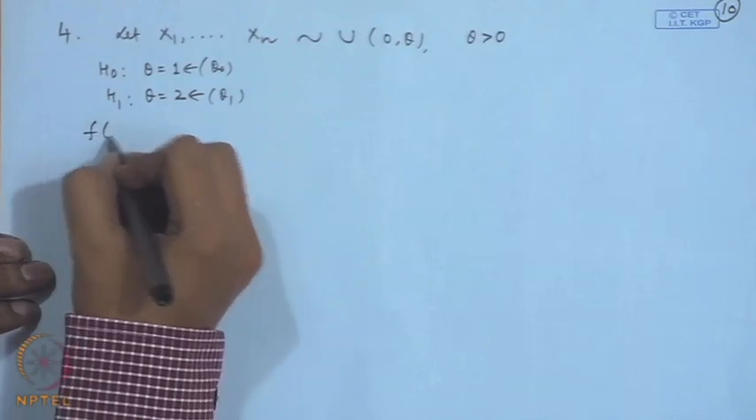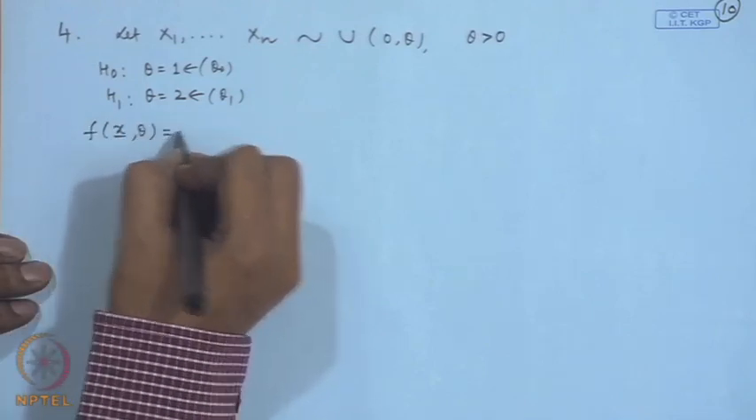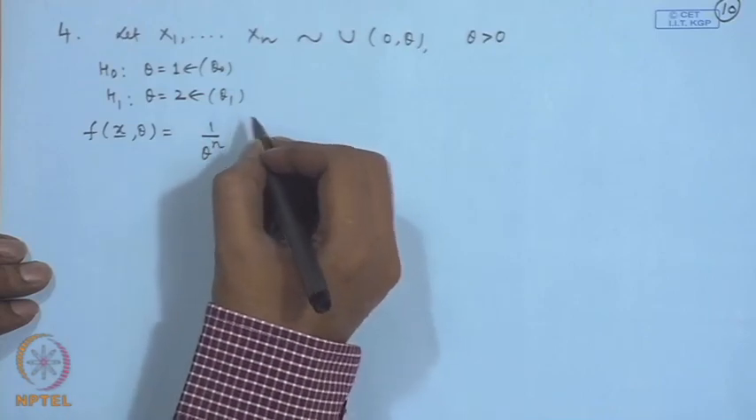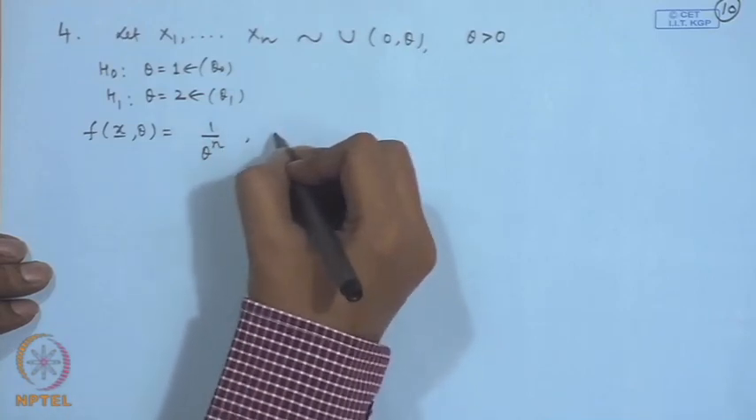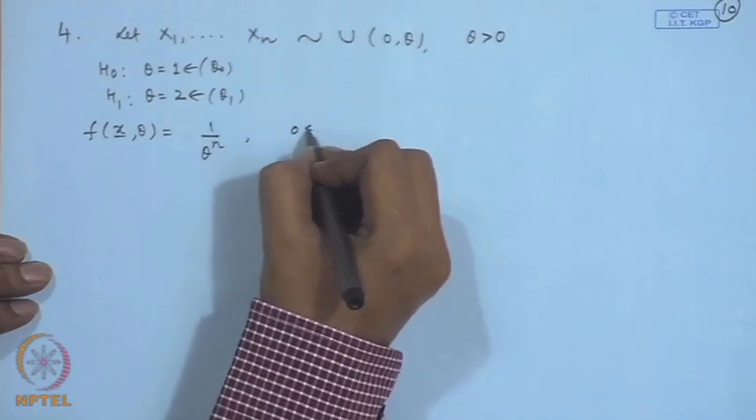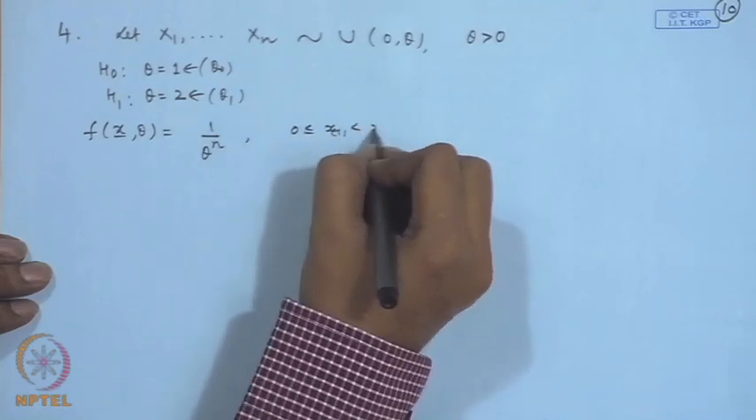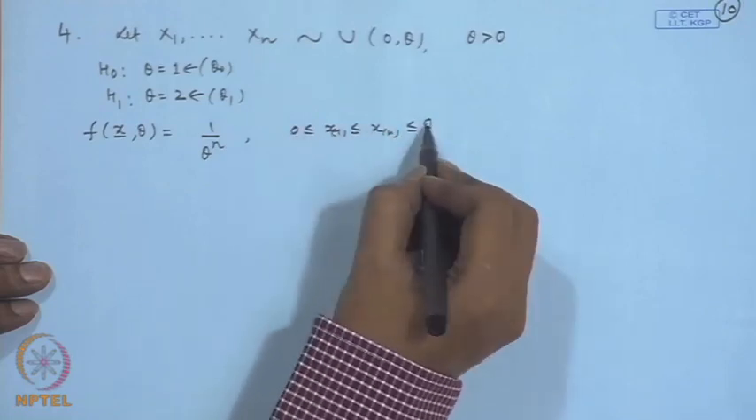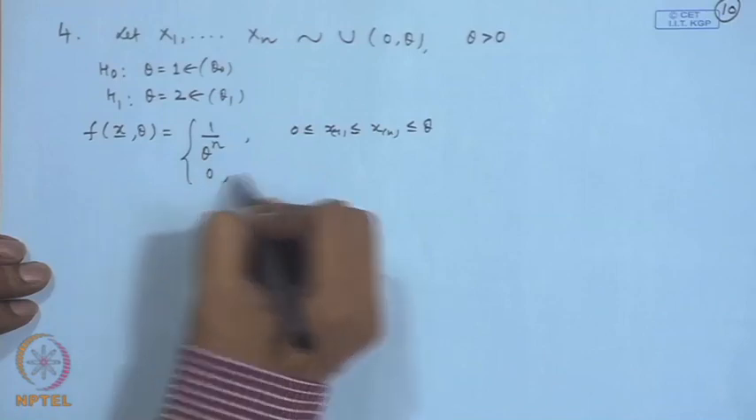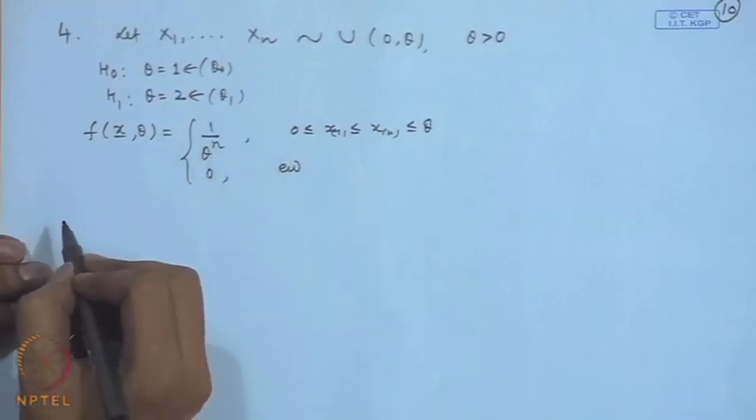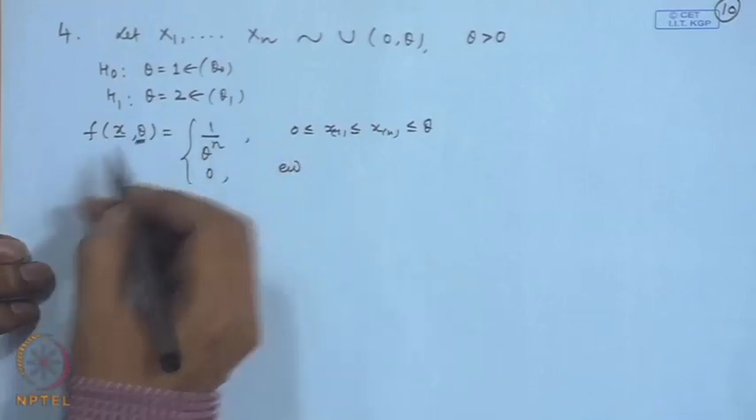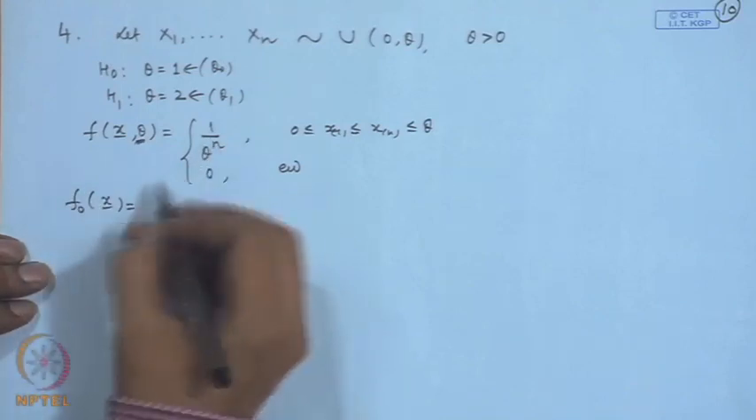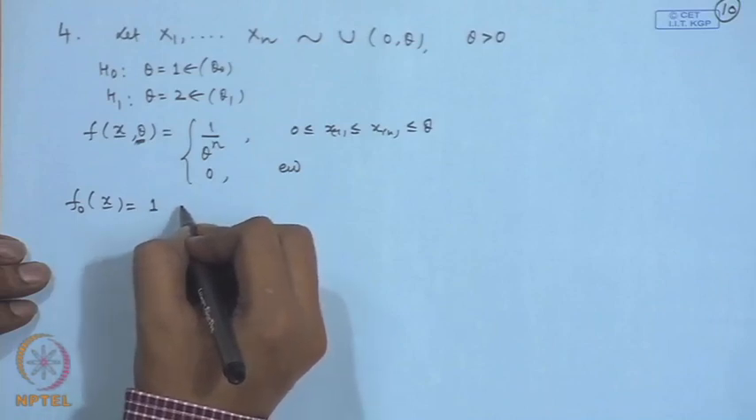So, the joint distribution is 1 by theta to the power n, and here the range of the variables is from 0 to theta. So, we write it in this particular form. So, when we write for f naught and f 1, for f naught this is simply 1.